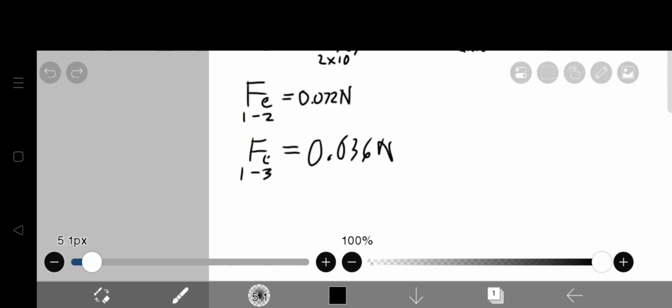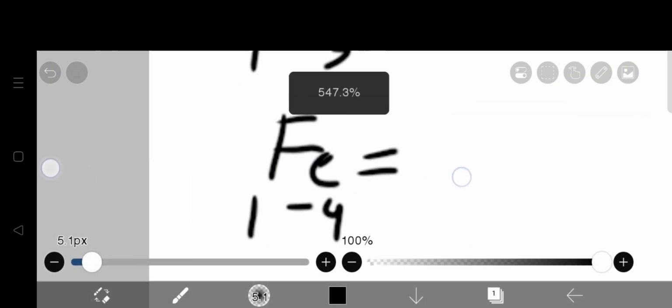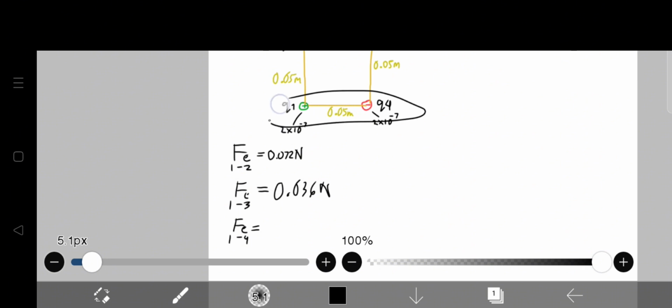Now, may value na tayo ng force between Q1, Q2, and Q1, Q3. Hanapin na natin yung sa Q1, Q4. So, 1, 4. So, madali lang to. Hindi na natin need mag-change ng ating distance dahil ito na yung kanilang distance. So, 0.05 meters pa rin.